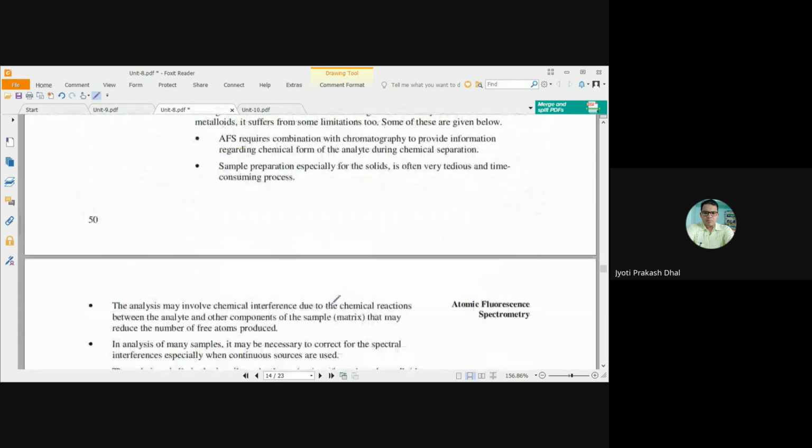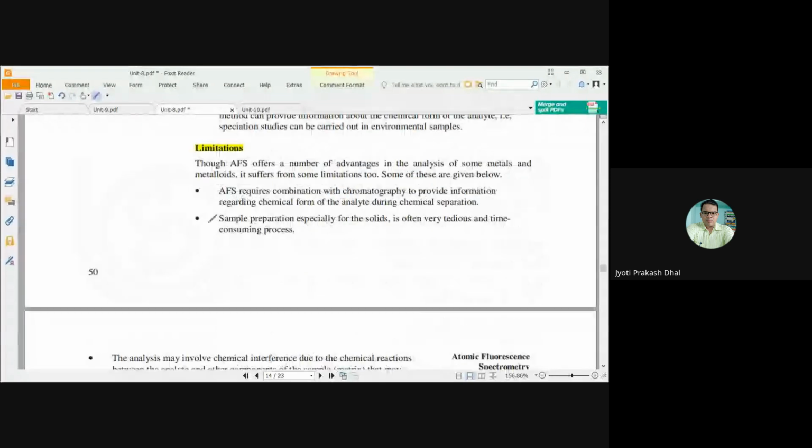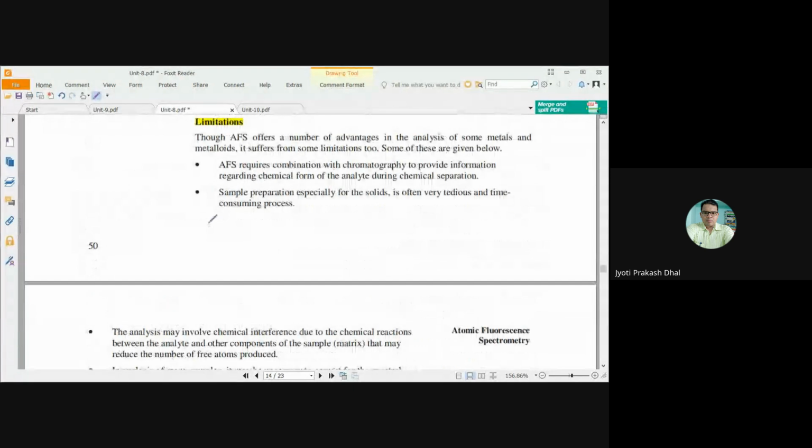Now coming to the limitations, so these are the various merits. So these are the demerits or limitations. AFS requires combination with chromatography to provide information regarding the chemical form of the analyte during chemical separation. Sample separation, especially for solids, is a very tedious and time-consuming process.